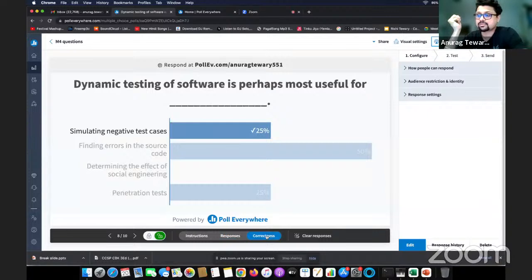It's not source code testing, so it does not help in finding errors in the source code. It does not involve any kind of social engineering, so it does not apply in the third option. And penetration testing occurs in the production environment, not on pre-deployment software. So therefore, it's not a correct choice as well. Good.